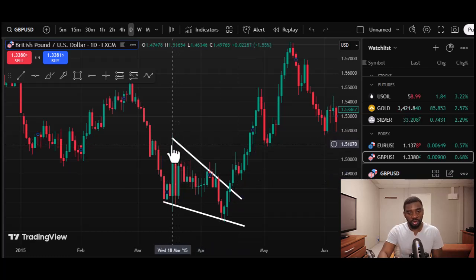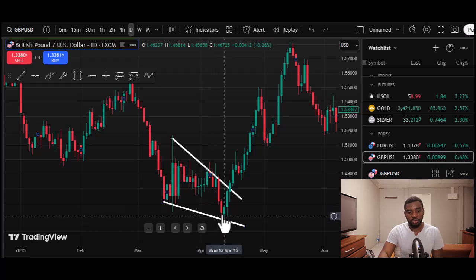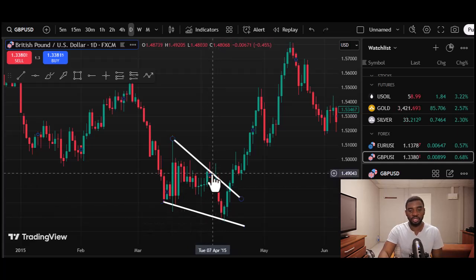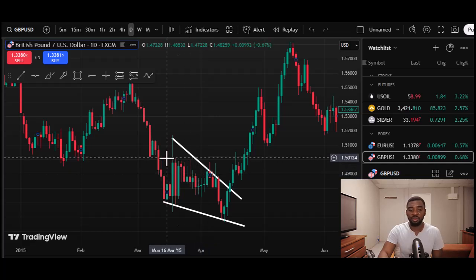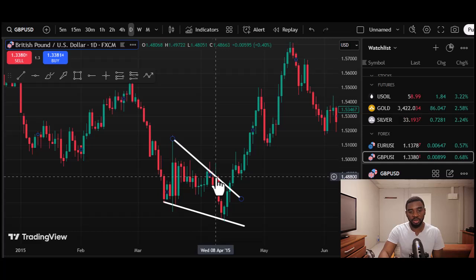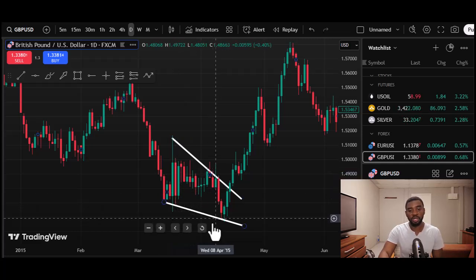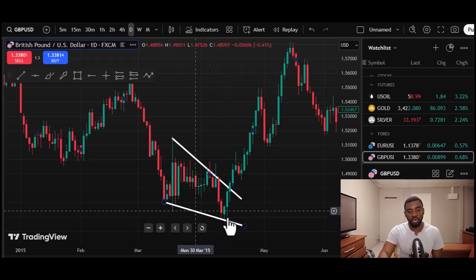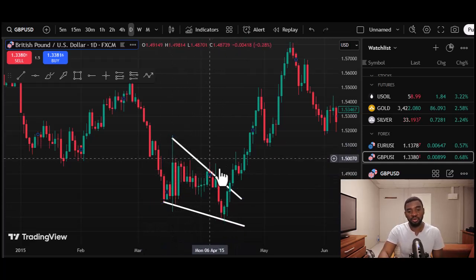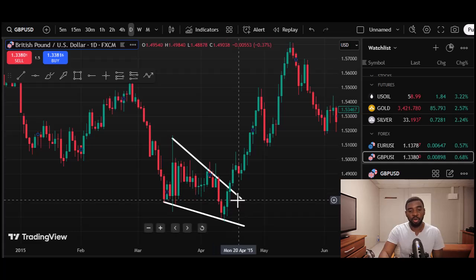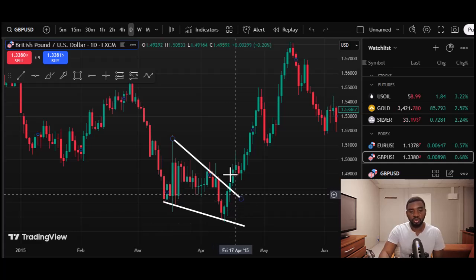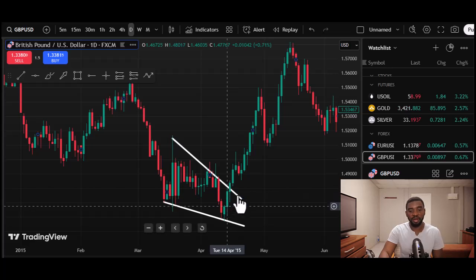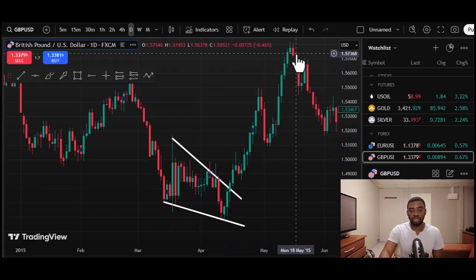So we have strong rejection here, another strong rejection here, the same strong rejection here, and another strong rejection here. And I told you it has to be at least 2 rejections. So we have 1 rejection here, another one here, which makes it 2, 1 here and 1 here. So we have 2 touches on the lower trend line, and we have 2 touches on the upper trend line before we have this breakout candle. And after that, it was a strong rally.